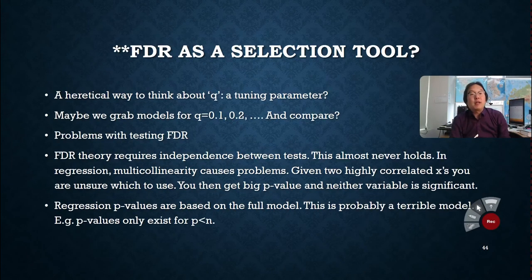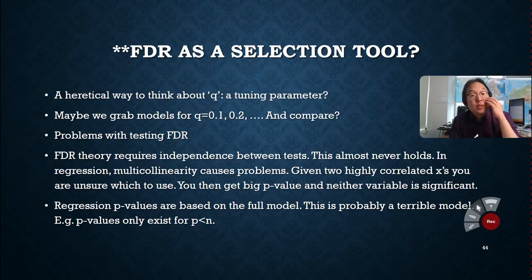And then FDR as a selection tool is there for you. It's a heuristic way to think about Q, you remember the 0.1 threshold or something, a tuning parameter. Which Q we should choose is up to you. Still, that subjectivity is there. Nothing is completely devoid of subjectivity. Maybe we grab models for Q 0.1, 0.2, and so on, and compare. You can think about that.